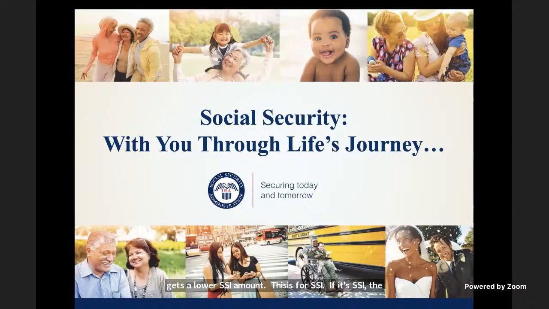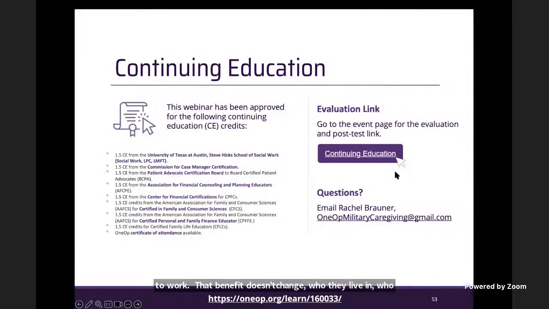SSDI is always constant with those cost of living increases. Now, SSDI only changes if the individual, let's say they work too much and they get stopped, or we do a medical review and we see they're improved enough to go back to work. But otherwise, that benefit doesn't change wherever they live, who they live with, who they marry. That does not affect them at all with SSDI.